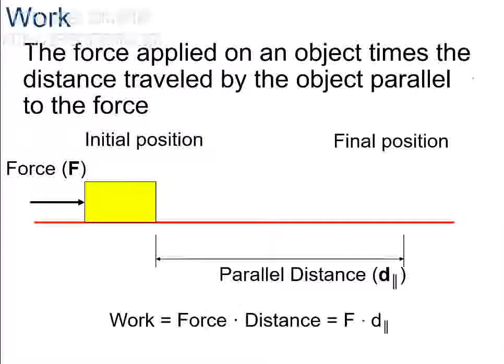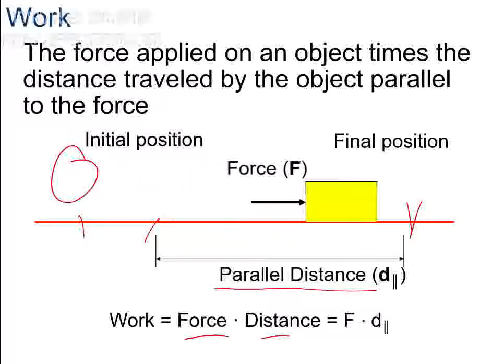And the other thing is work: the force applied on an object times the distance traveled by the object parallel to the force. This is the initial point. We apply a force on this object, and initially at this point, and the force applied moves it to this final point. Therefore, from this up to this is the distance and the applied force. From this, the work done is equal to force times parallel distance.